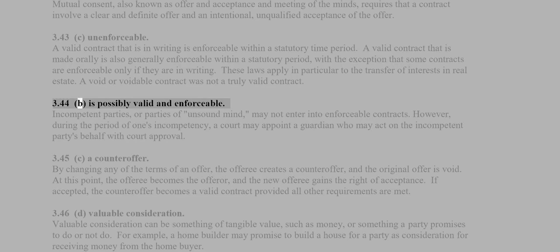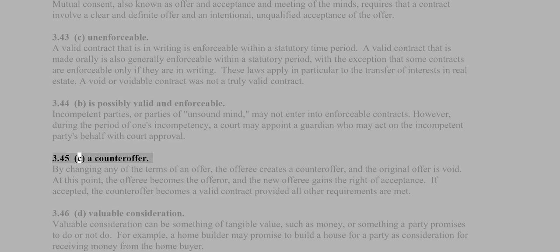3.44 b. Is possibly valid and enforceable. Incompetent parties, or parties of unsound mind, may not enter into enforceable contracts. However, during the period of one's incompetency, a court may appoint a guardian who may act on the incompetent party's behalf with court approval.